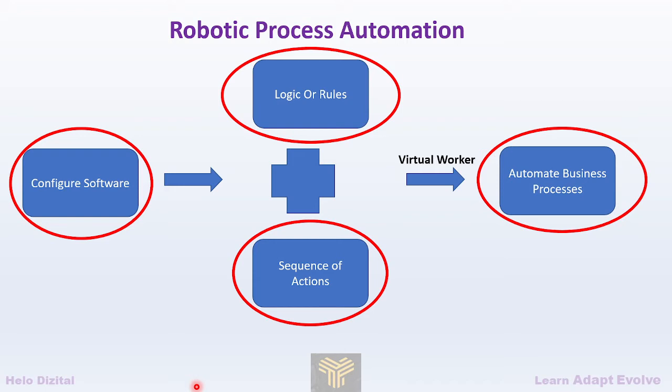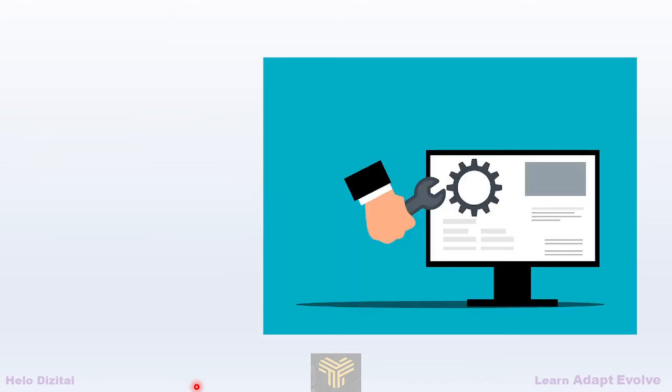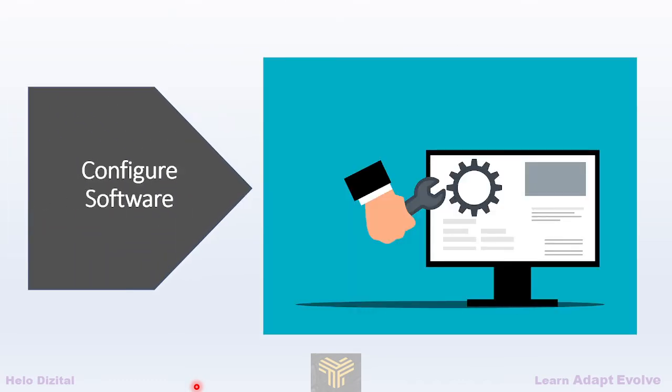So does it mean that this software robot will completely replace humans? The answer is no. Humans would be required for the exception management scenarios. We'll try to understand this in the later part of the video. Now let us try to understand the different blocks of the RPA definition. The first block is configure software.